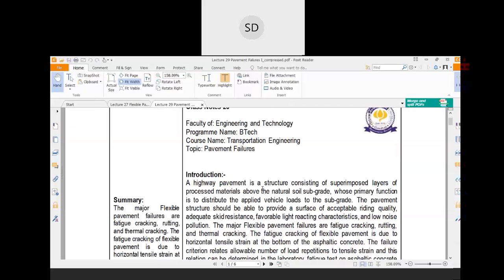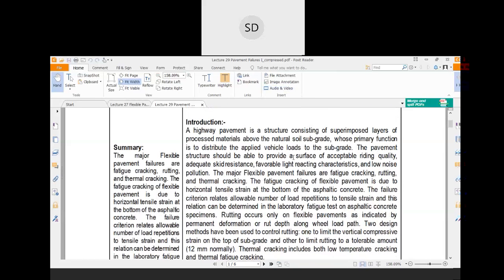Now we'll discuss the failure of the flexible pavement. After we complete this, one or two classes are required. After that, we will directly go for the flexible pavement design using different code books. So there are different types of flexible pavement failures which we have already discussed.